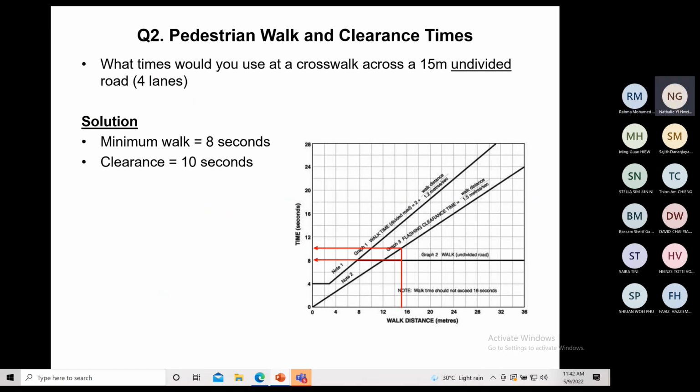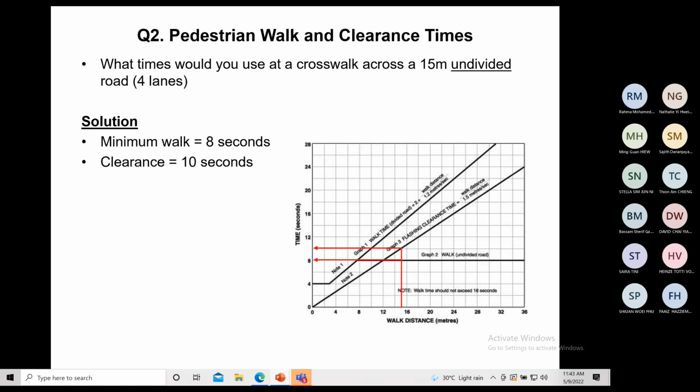What is the minimum walk and the clearance meaning again? Okay. So the walk time is usually the time that is allocated for pedestrians to walk. We assume that pedestrians walk at 1.2 meters per second, but actually there are some pedestrians who are very slow, so they can take longer than 8 seconds. So we allocate some flashing clearance time whereby the traffic light will be flashing green for them to finish crossing the road if they were slow.